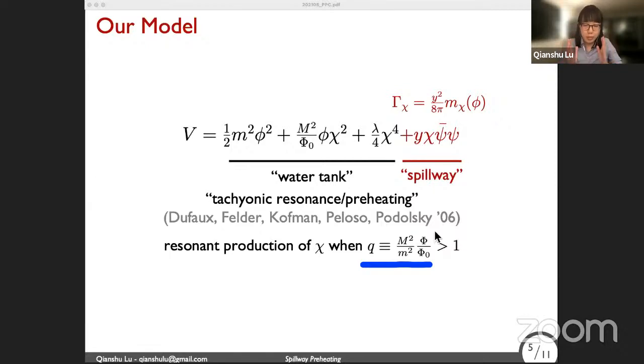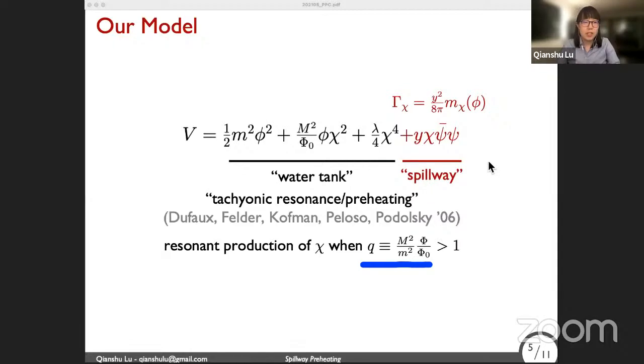I'm coming back to my water tank analogy from before, but clearly the scalar part of the potential is our water tank. We have the inflaton phi and daughter field chi with a tachyonic resonance connecting the two tanks. And our spillway is simply the perturbative decay width of the chi field that is generated by this Yukawa coupling between chi and the psi fermion.